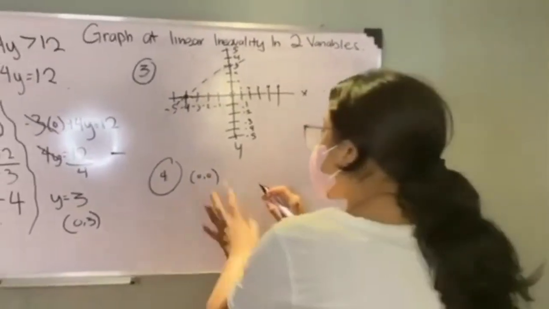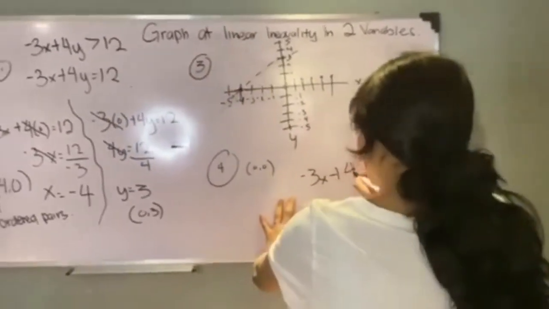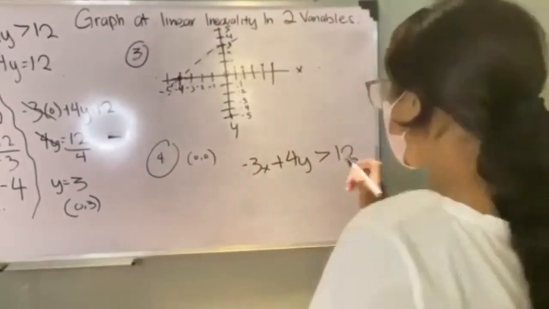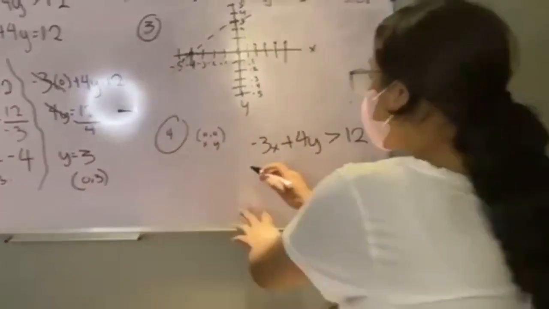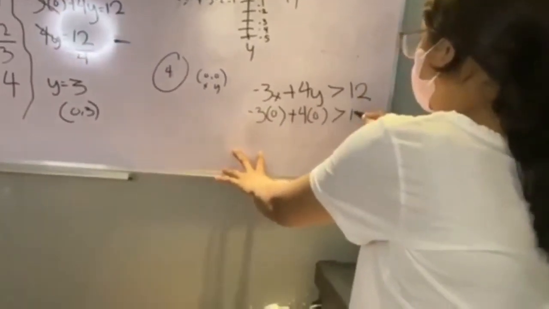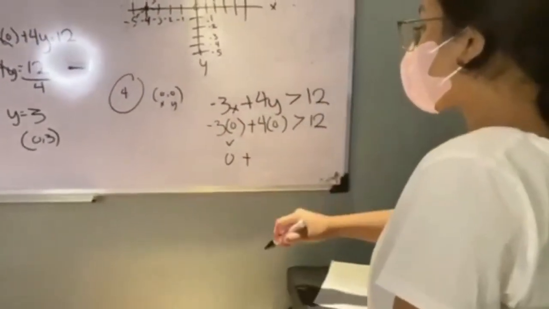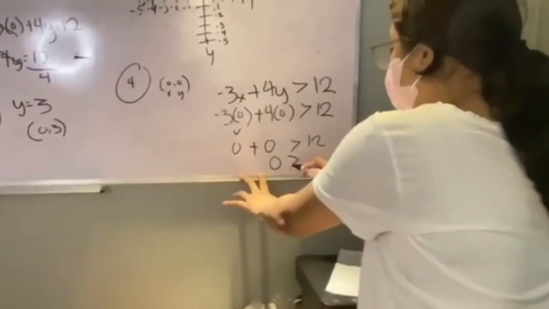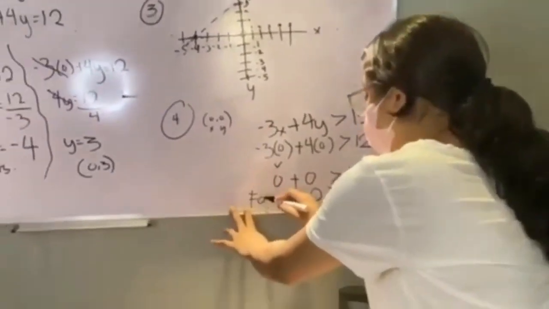The first thing to do is write the original problem, which is negative 3x plus 4y greater than 12. Then after that, we will change x and y to our ordered pair, which is 0, 0. This is our x and this is our y. So negative 3 times 0 plus 4 times 0 is greater than 12. As you all know, negative 3 times 0 is 0, plus 4 times 0 is 0. So 0 plus 0 equals 0. Then, is 0 greater than 12? No. So our answer is false.